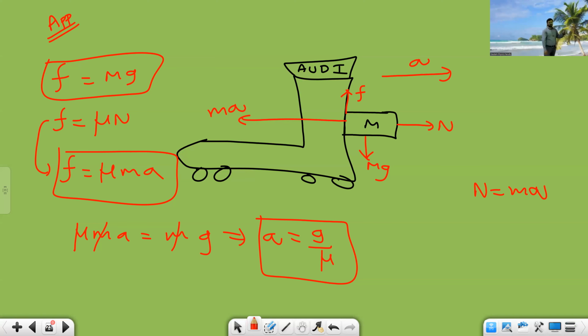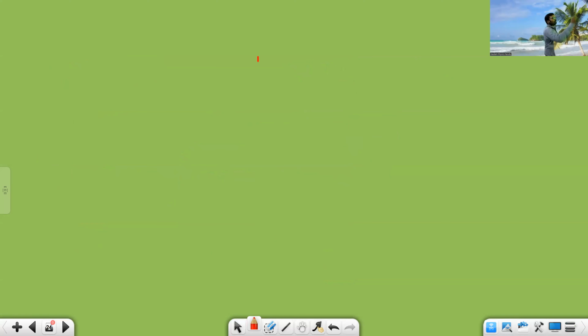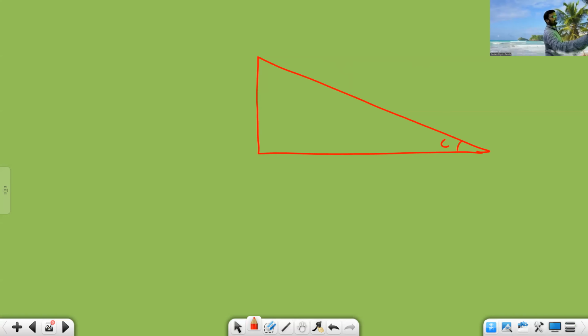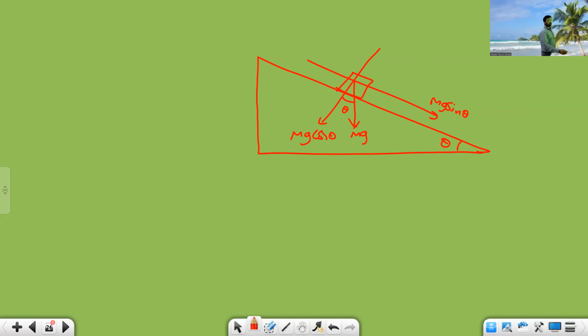Next, some applications related to the inclined plane. This angle is theta here. Here on the inclined plane, a block is there. Whenever a block is there on an inclined plane, what will happen? mg, this angle is theta, mg cos theta, and this is mg sin theta on the inclined plane. So the normal reaction, no doubt, this is normal reaction N. These are the common things. Friction is there or not, these are the common things.